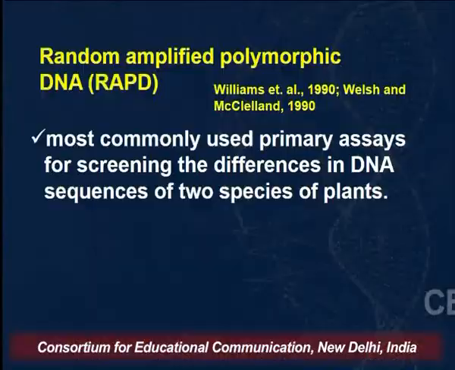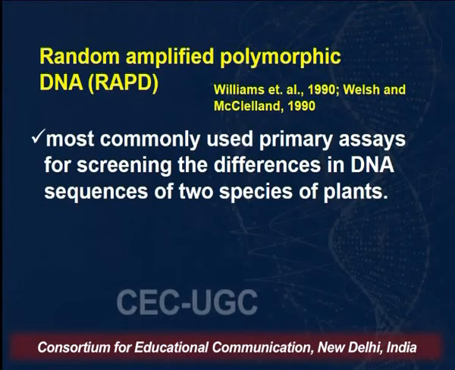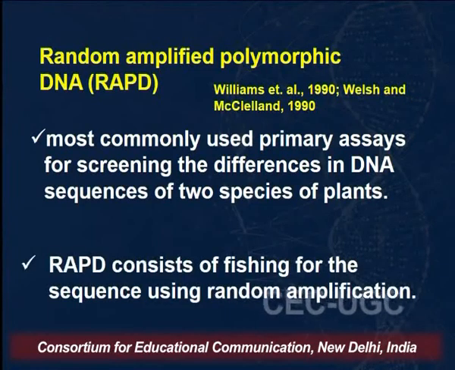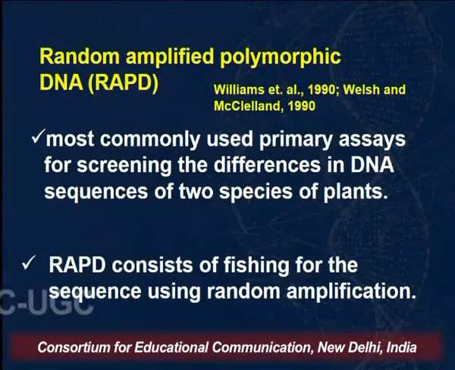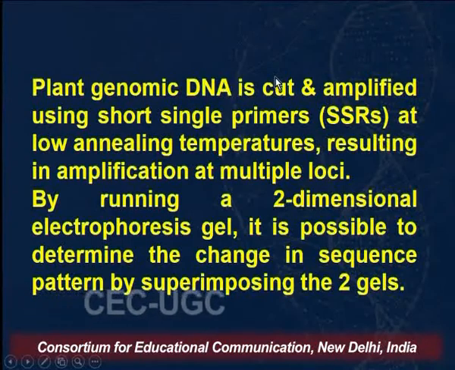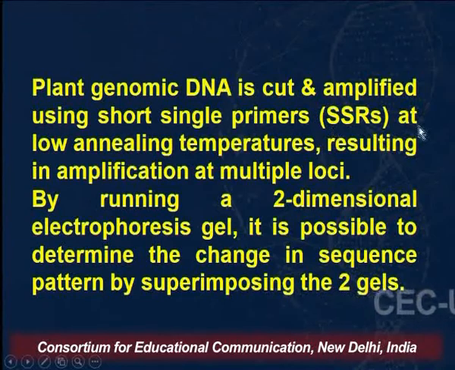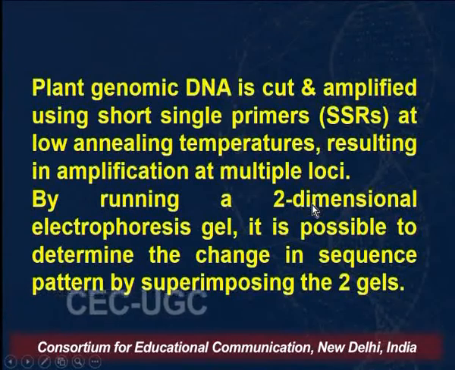Now, this is the most commonly used primary assay for screening the difference in DNA sequences of 2 species of plants, for example. RAPD consists of fishing for the sequence using random amplification, as I have already said. So what is done in this particular technique? For example, take the plant genomic DNA. The plant genomic DNA is cut and amplified using short single primers at low annealing temperatures, resulting in amplification at multiple loci. So what do we mean by these terms?